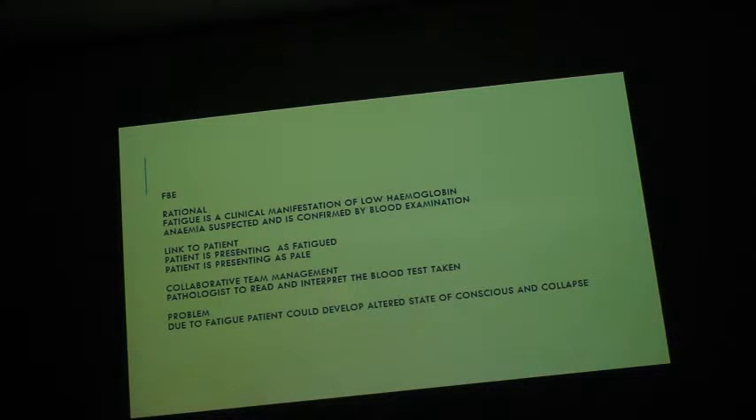John is presenting with fatigue and is also pale. A potential problem with this is that he could develop an altered state of consciousness and collapse. A nursing intervention to treat this would be to complete a full blood examination with specific attention to his hemoglobin level, and this is done because fatigue is a clinical manifestation of low hemoglobin. Anemia is suspected and is confirmed by a blood examination. This will also involve a pathologist to read and interpret the blood tests taken.